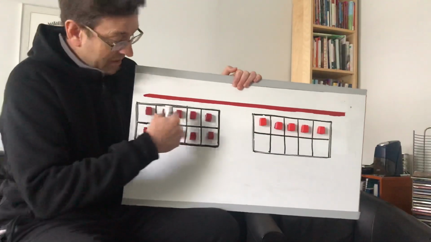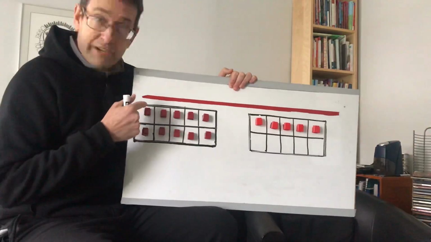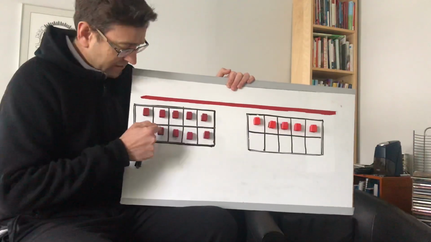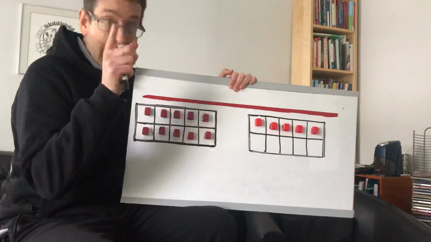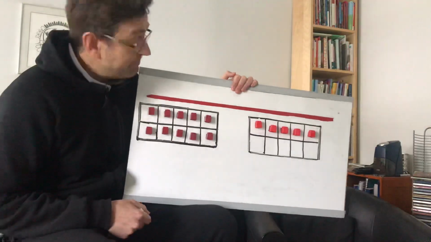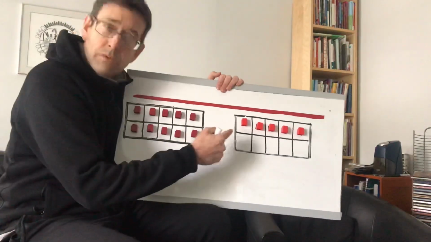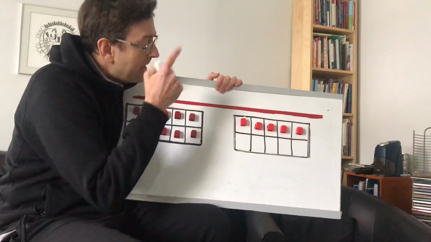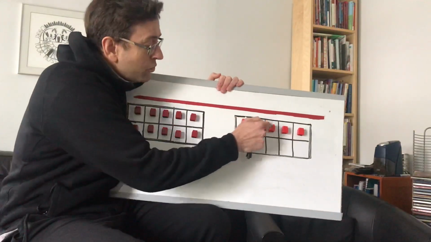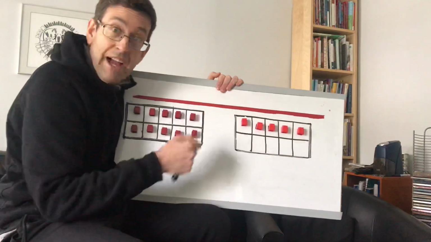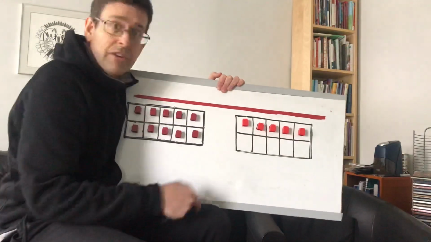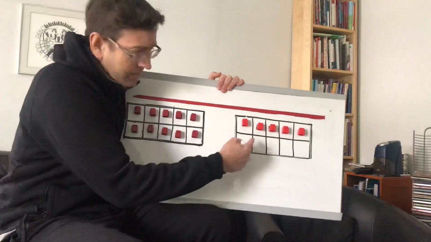So for example, this 10 frame, let's just count to verify or to check. 1, 2, 3, 4, 5, 6, 7, 8, 9, 10. Yep, this one has 10. And this one, there's only one row that's filled up. Let's check it out. 1, 2, 3, 4, 5. So there's 5 in the first row, and then 1, 2, 3, 4, 5. There's 5 empty spaces in the second row.